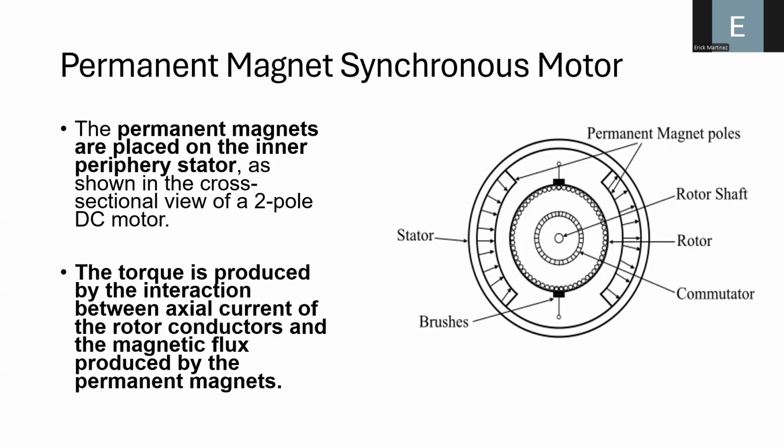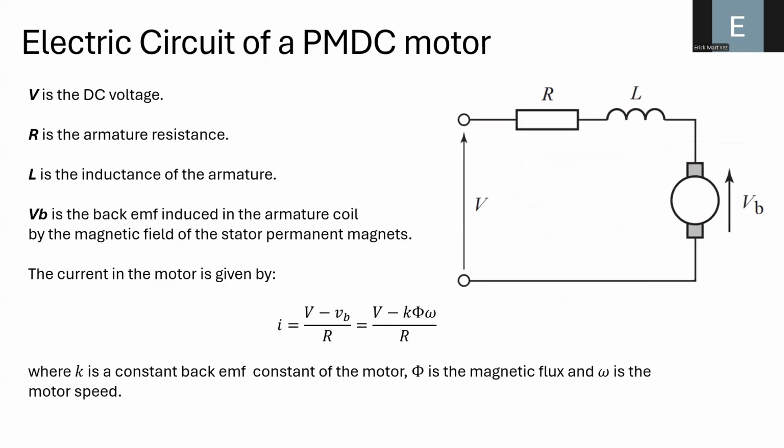And here we are saying that this is a two-pole DC motor because we have one winding here, and also we have another pole here. This can be the north pole, and this can be the south pole.